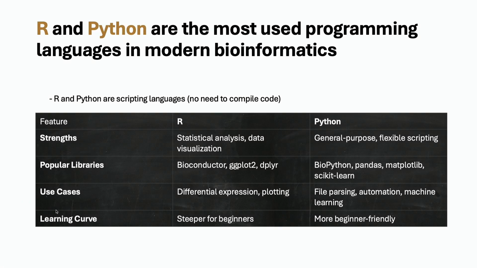Talking about coding, I would say nowadays R and Python are the two most popular scripting languages. Scripting means you don't have to compile the code to create a program. You just type your commands and you can run them, and there's an interpreter that understands what you're typing and does something with it. So R and Python are the most popular ones nowadays.